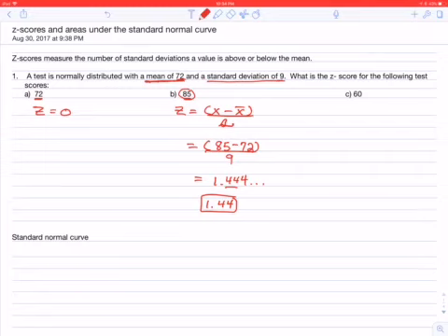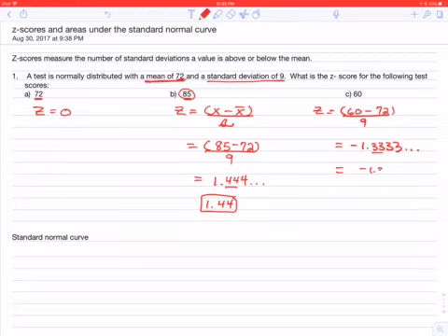Now for 60, that's below our mean. Let's find the Z-score for 60 by taking the value minus the mean of 72, divided by our standard deviation of 9. And I see that I get a negative 1.3333 and so on. I'll round it to 2 decimal places, so negative 1.33. That negative Z-score tells us the value is below the mean, which we would expect for 60. 60 is 1.33 groups of our standard deviation, groups of 9, below our mean of 72.